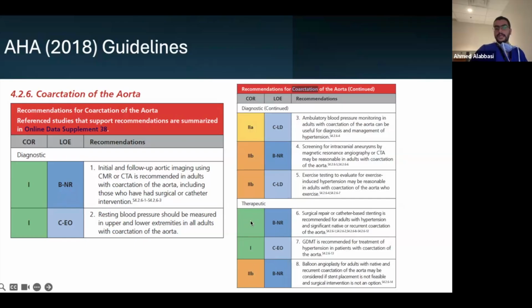The therapeutic class 1 indication is surgical repair or catheter stenting for patients with hypertension. So the key is that these patients should be hypertensive. Obviously, GDMT is recommended as indicated for patients with hypertension and coarctation. And balloon angioplasty may be considered if stenting is not feasible and if surgical intervention is not an option for whatever reason. You could consider doing a balloon angioplasty, but it certainly isn't ideal.